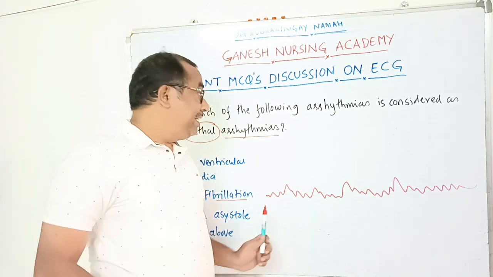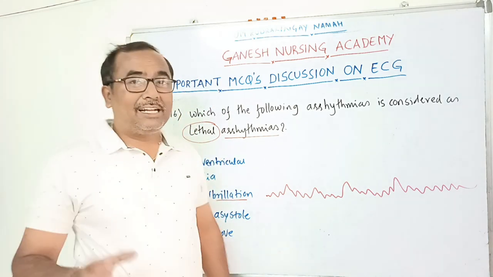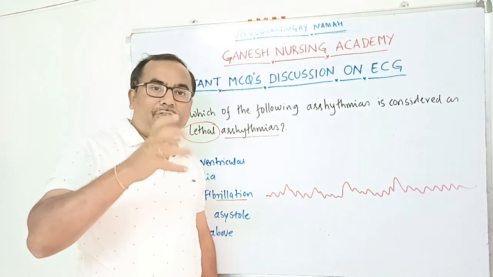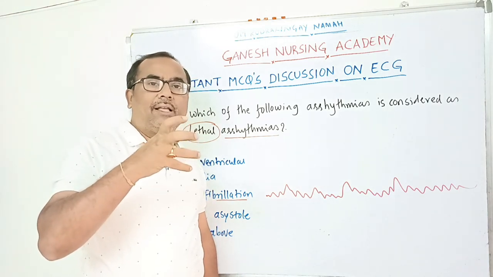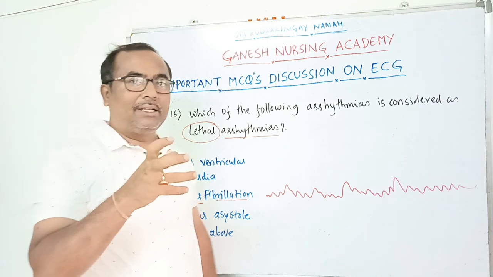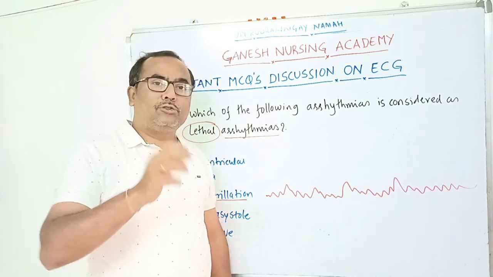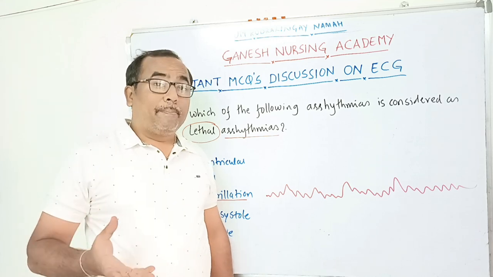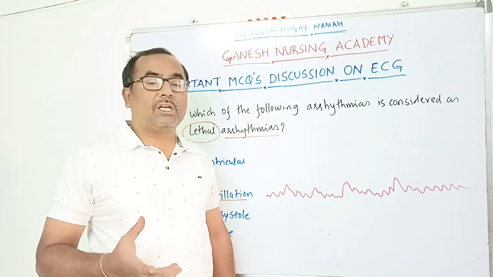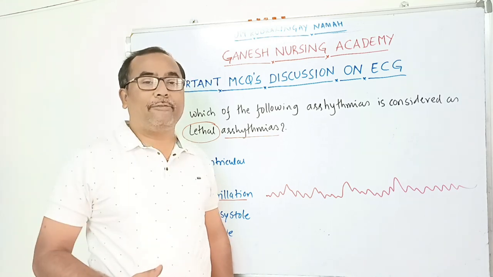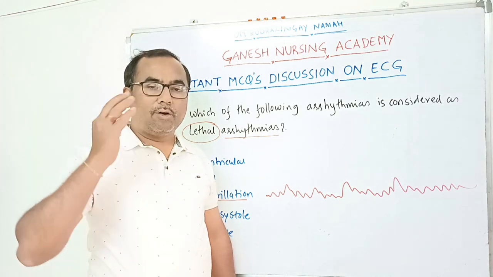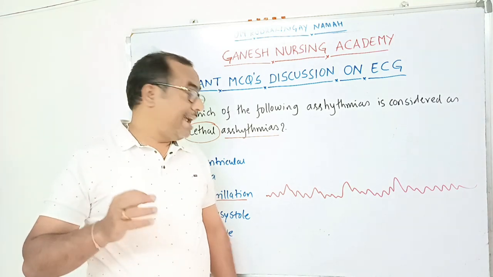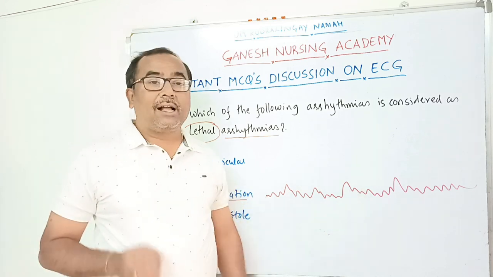And why is it considered a lethal, dangerous arrhythmia? Because the heart is only shivering here, only fibrillating. Because of only fibrillation, there is no proper ejection of blood from the left ventricle, so there is no proper pumping of blood by the heart. Because of this, there is decreased peripheral tissue perfusion. The patient will have a loss of consciousness, will collapse, and this arrhythmia is also followed by cardiac arrest.